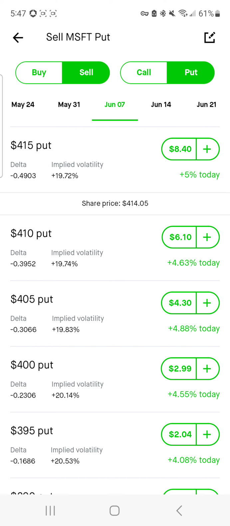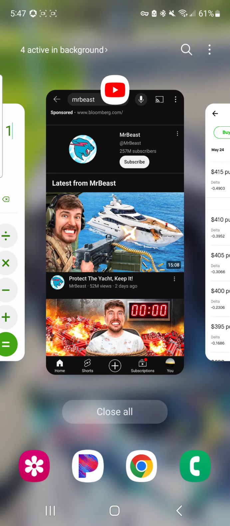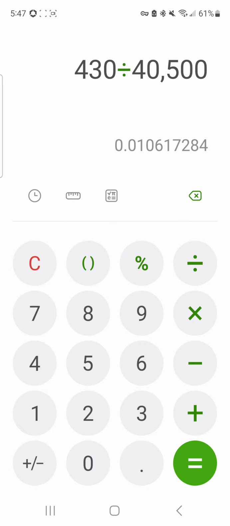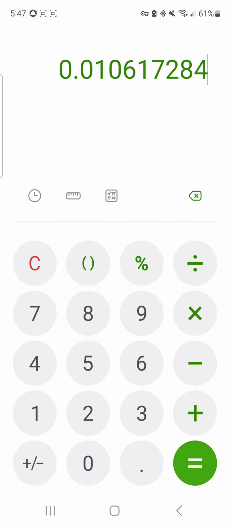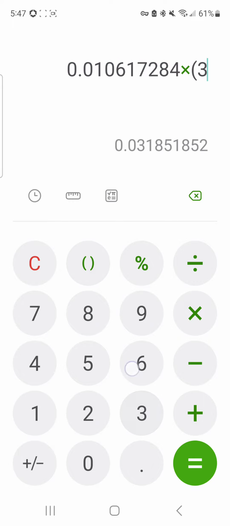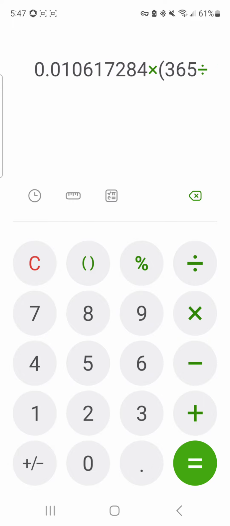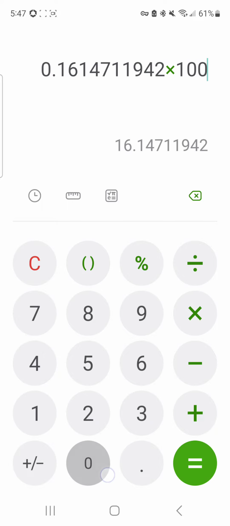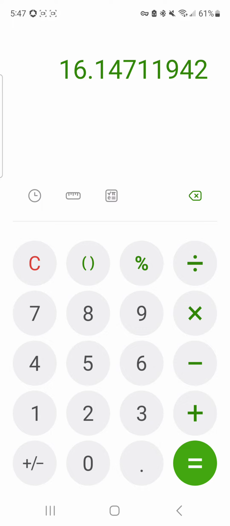So this is 0.3 delta. It's a little rich for a delta for me, but let's say you're going to receive $430, and you're putting up $405 for the premium. You're going to divide that by $40,500, which is what you're putting up, and then you're going to times it by 365 days in the year divided by 24 days in the trade, and then you times that by 100%.